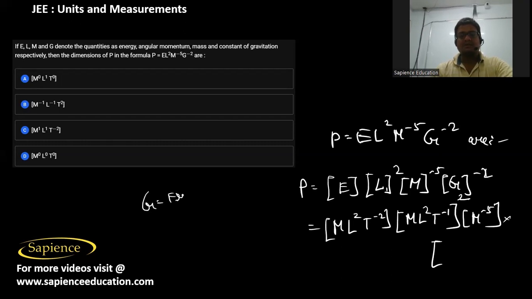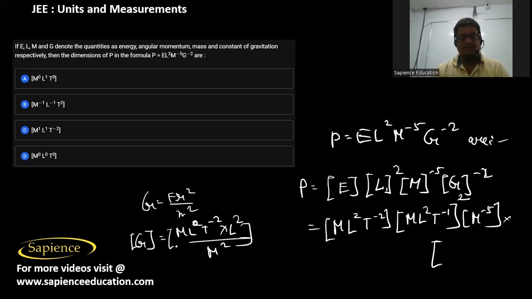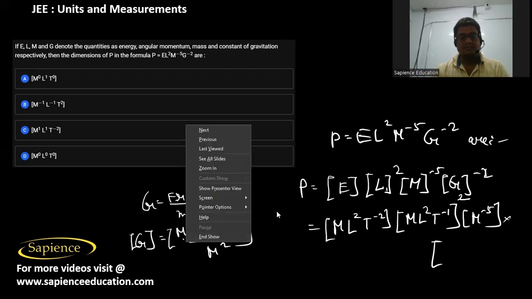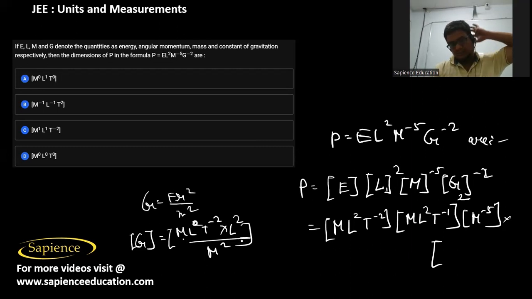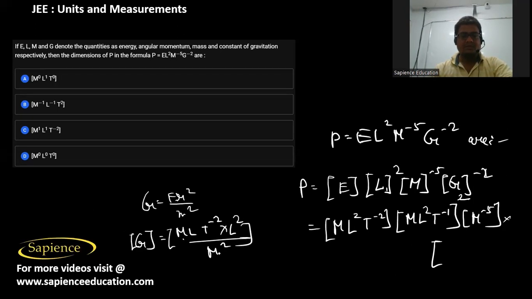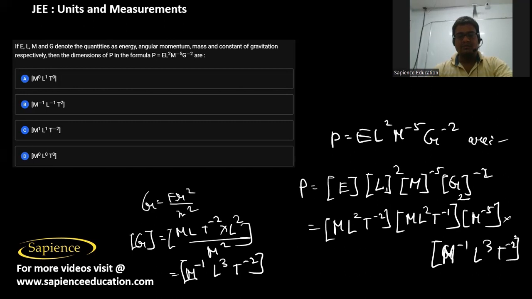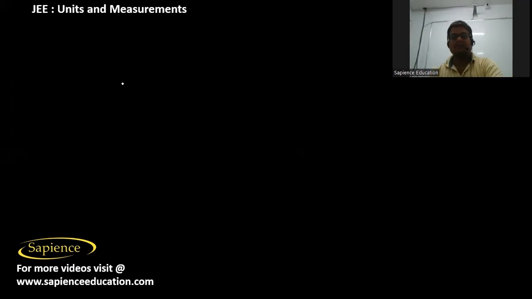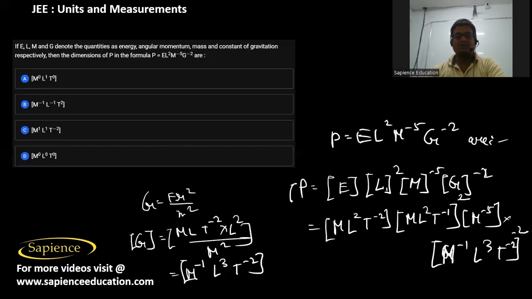G equals to Fr square by M square. Therefore, the dimensional formula for G is MLT⁻² into L square by M square. So it will be M⁻¹L³T⁻², whole power minus 2. So therefore, the dimensional formula for P has been asked.